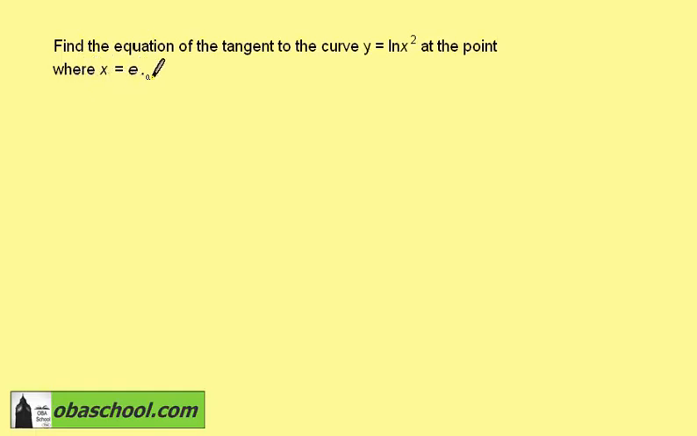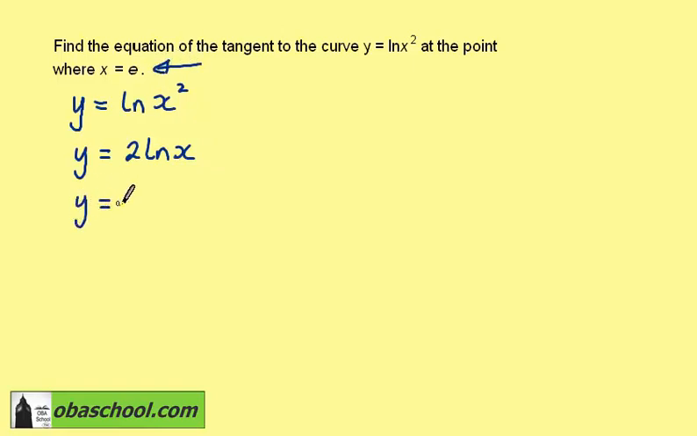We want to find the equation of the tangent to the curve y equals ln(x squared) at the point where x is equal to e. So y is the natural log, the log to the base e, of x squared. And using our knowledge of logs, we can rewrite this as 2 ln x. We want the point where x is equal to e, so y is equal to 2 ln e.